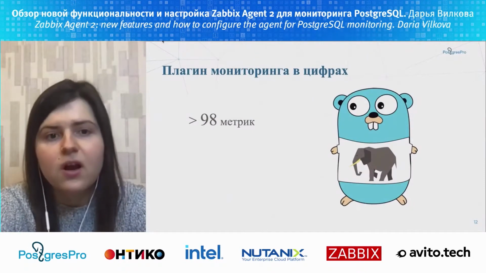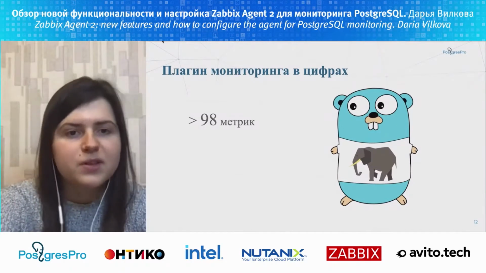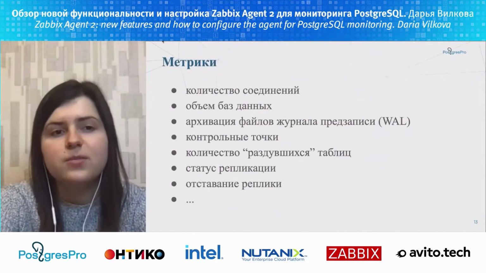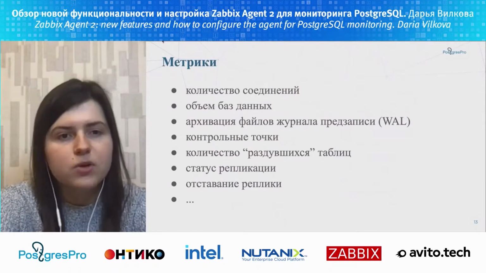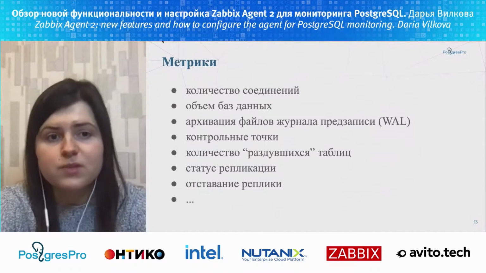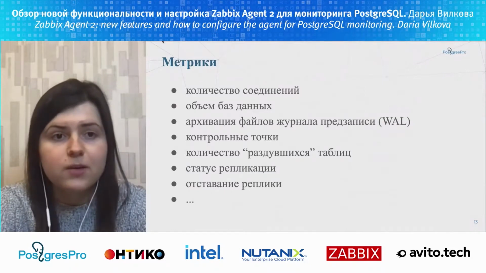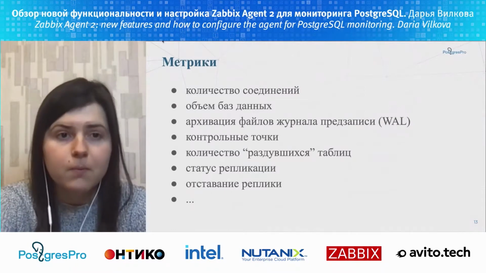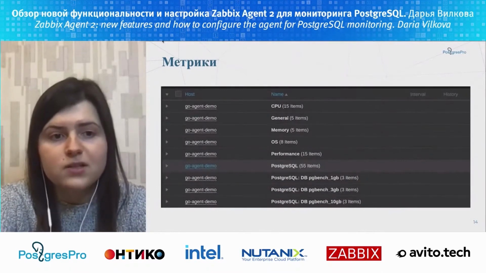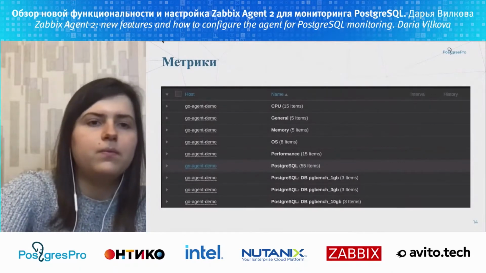Currently, the plugin assembles more than 98 metrics. It covers all the most necessary parameters of a Postgres database. The slide shows some of the metrics that can be assembled by the plugin, but they are not informative enough without operating system parameters, which are collected by the operating system plugin of Zabbix Agent 2. Therefore, to get full information, we connect all templates to the host.